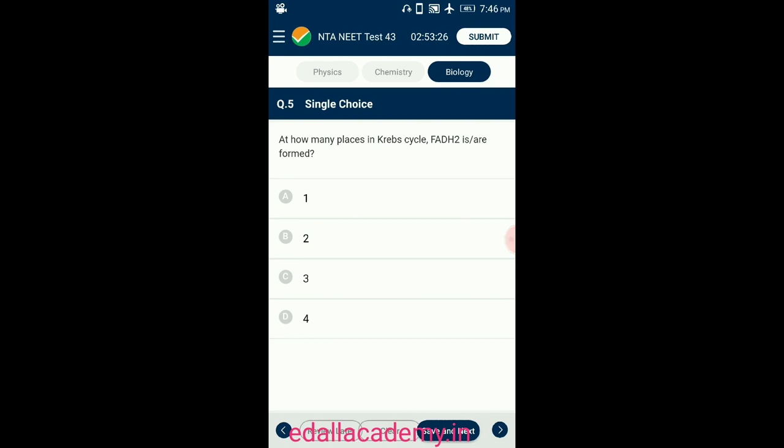Question number 5. At how many places in Krebs cycle is FADH2 formed? In Krebs cycle, dehydrogenation reaction occurs 4 times, among which there are 3 points in the cycle where NAD is reduced to NADH2 and 1 point where FAD is reduced to FADH2 when succinate is converted to fumarate. So the answer for this question is option A, 1. In one place, FADH2 is formed during Krebs cycle. So the correct option is A.